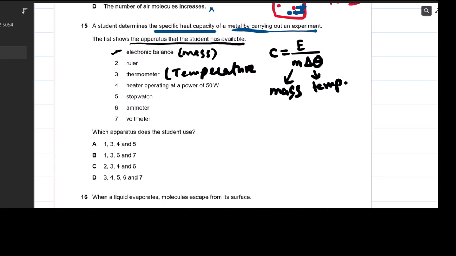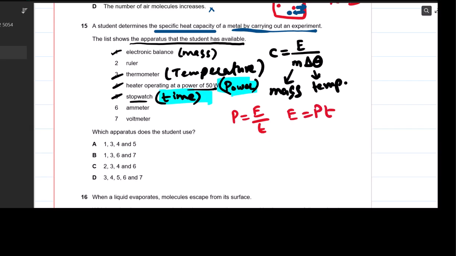Then heater operating at power this. Yes, power is required to find. Stopwatch is going to be used for time. So I think these three are also important. Ammeter and voltmeter, I think it is not required because power and time will be used, because power is equal to energy over time. Energy is equal to PT. So we can find this energy. So which apparatus does the student use? 1, 3, 4, 5. It is A. Hope so this is clear.